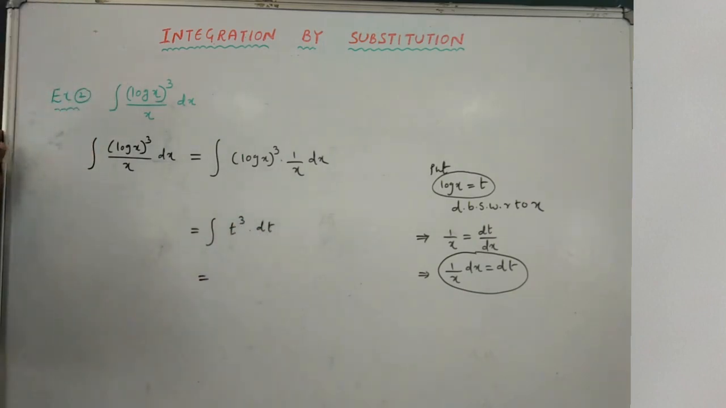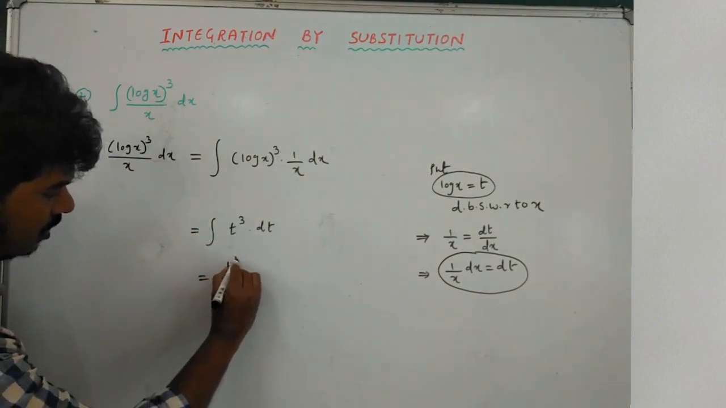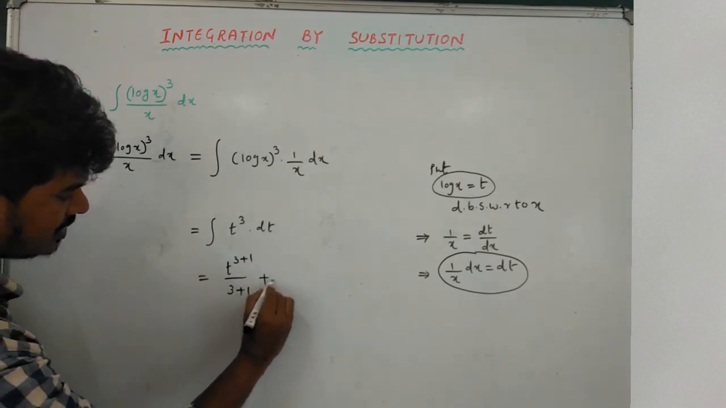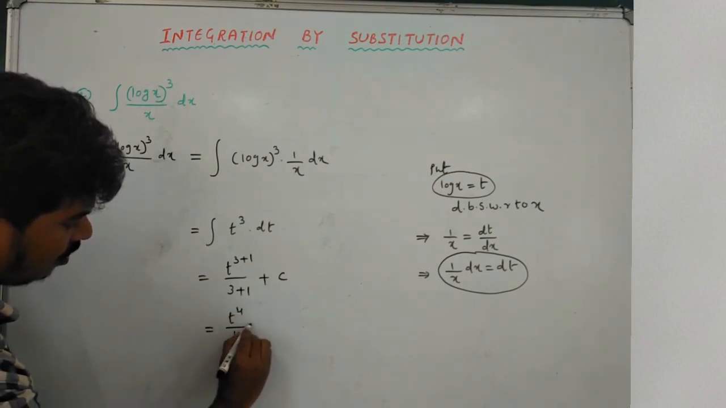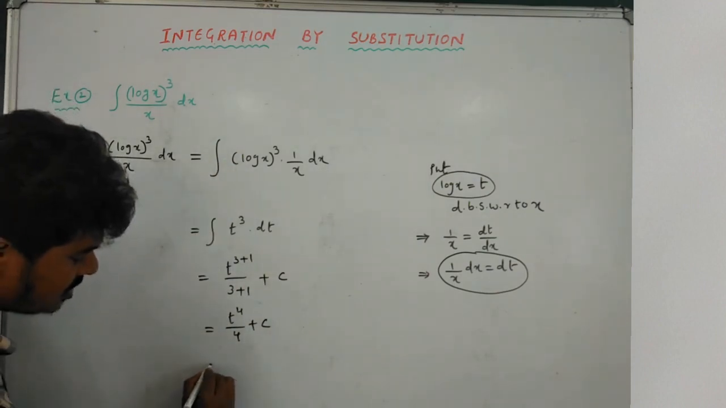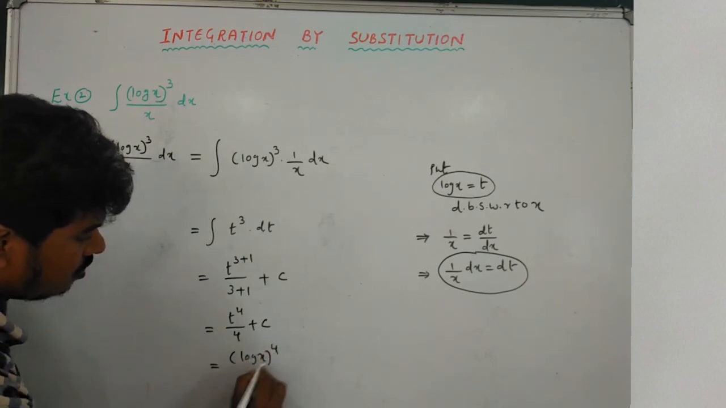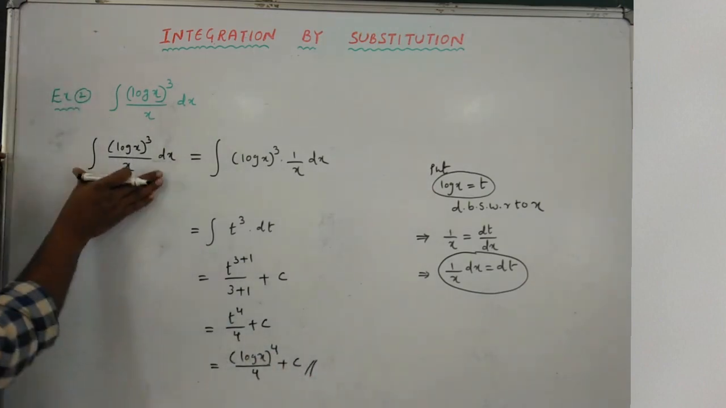Now the integral of x to the power of n dx is x to the power of n plus 1 divided by n plus 1 plus c. The integral of t cube is t to the power of 3 plus 1 divided by 3 plus 1 plus c. This is t to the power of 4 divided by 4 plus c. Here t means log x, and again we have to replace that. So log x whole to the power of 4 divided by 4 plus c is the answer of this question.